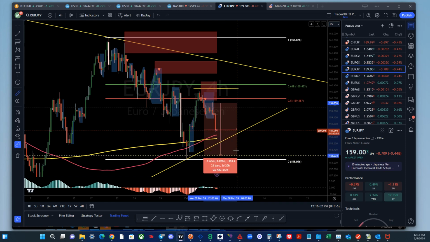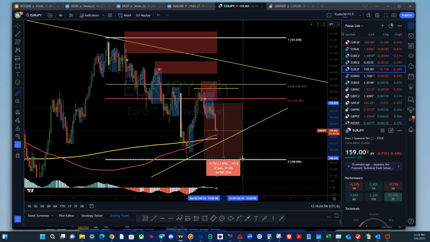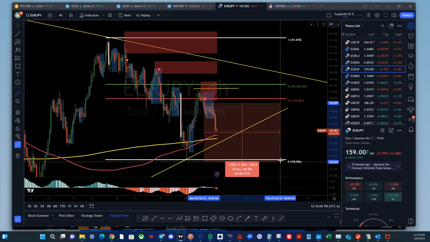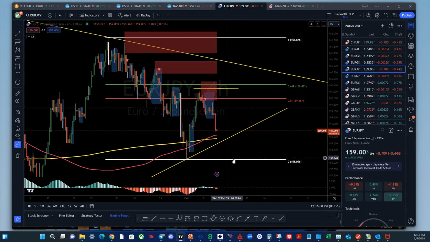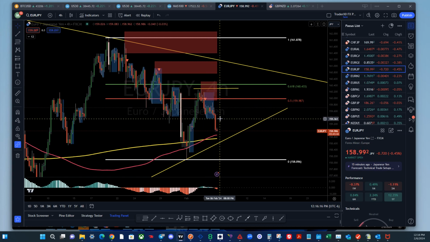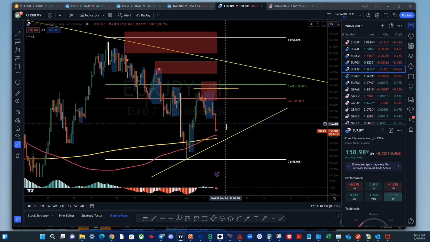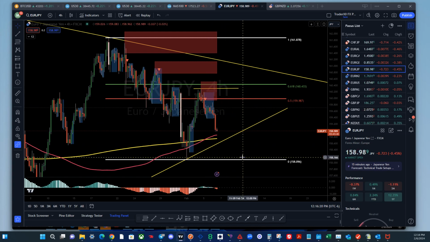And probably even more. Okay, once it gets to this 100% area right here, you know the drill. Close 50% of your position right here. Move your stop loss. Like if you got in right here, move your stop loss to right here, and let this bad boy do its thing. Or if you want to, you can close the chart. You can just close it and say, okay, I'm done.